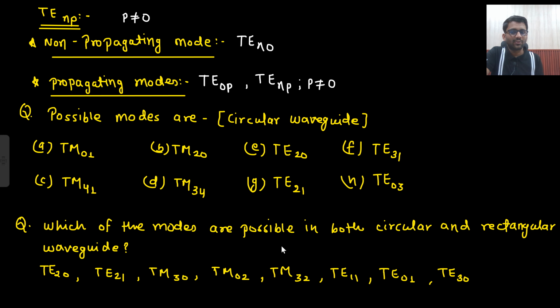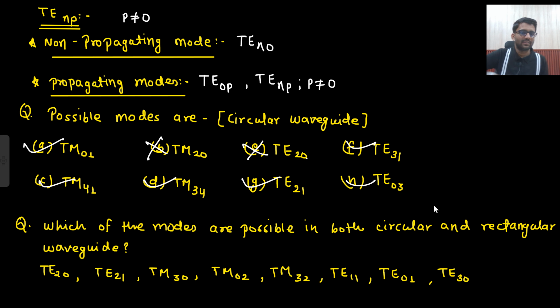Now they are asking what are the possible modes for a circular waveguide. So wherever you see 0 for P, that will not be possible. Rest all will be possible. Rest all are possible. So wherever P is 0, that is not possible. That's it. Now what they are asking is, which of the modes are possible in both circular and rectangular waveguides? It should be possible in both circular and rectangular waveguides. So I am writing non-propagating modes. Okay.